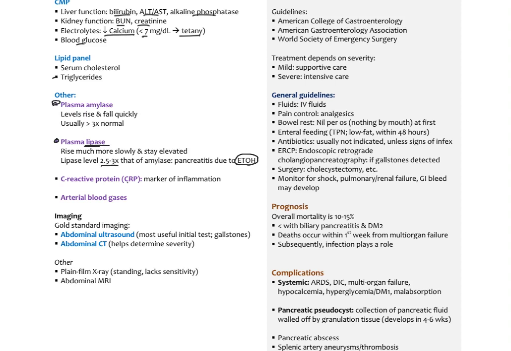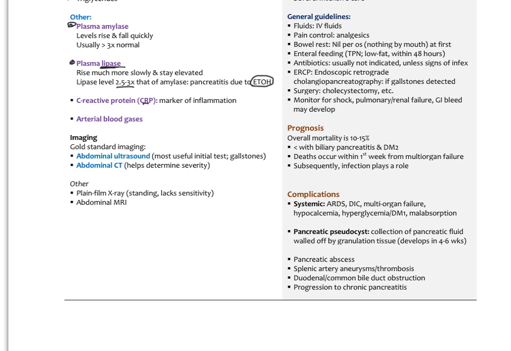C-reactive protein would just tell us about inflammation, but that's pretty easy to gauge usually. And then arterial blood gases if we suspected any of the signs of shock or whatnot.